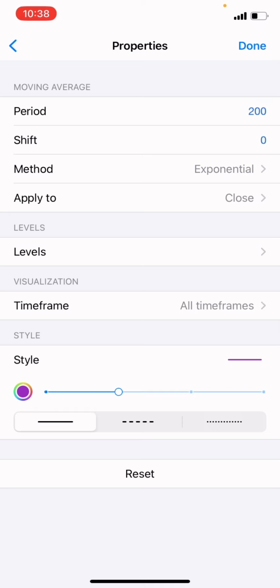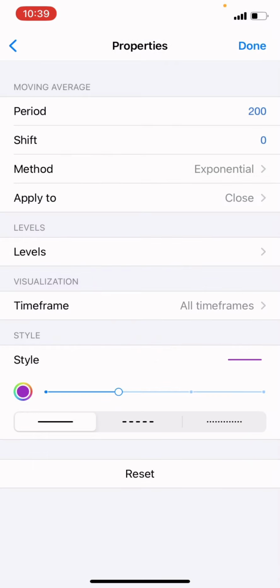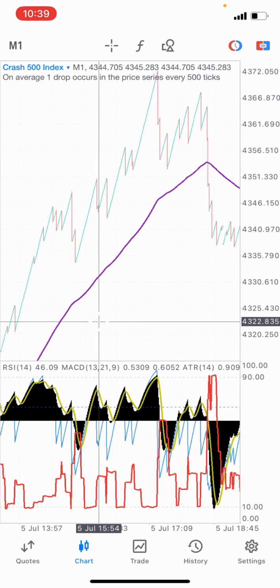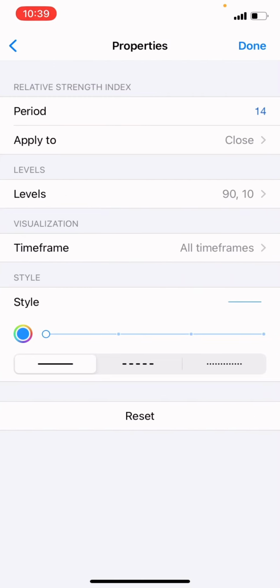The style is going to be 2 pixel, and you can choose whichever color you want to use. For this I'm using this color, but you can choose any color of your choice. You can see now this is the moving average in the main chart, and the other indicator is the relative strength index, period 14.